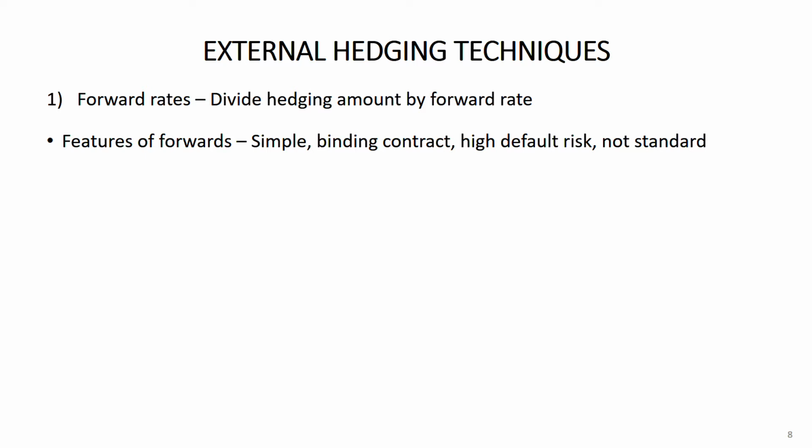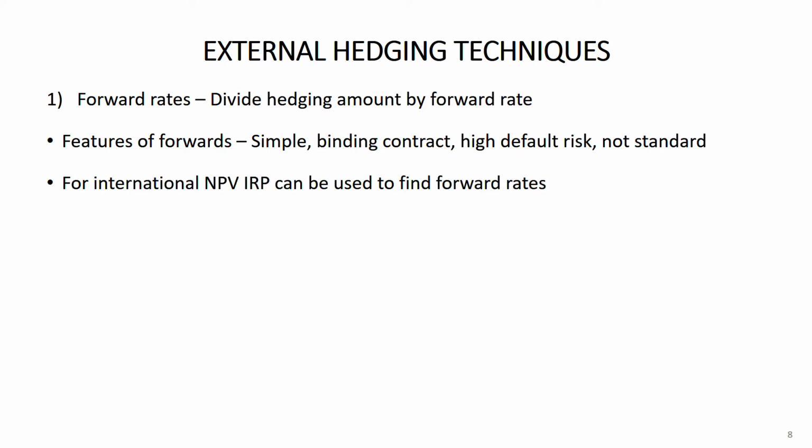Forwards are not standard. It could be arranged for any amount, not like futures. Futures are standardized. Let's say we have a future for 500,000 pounds. So we can only hedge 500,000 pounds or less than that. We cannot hedge more than 500,000. Let's say we only have to hedge 100,000. We cannot go and get a future for 100,000. We have to buy for 500,000 only, even if our amount is 100,000, because it's standardized, right?